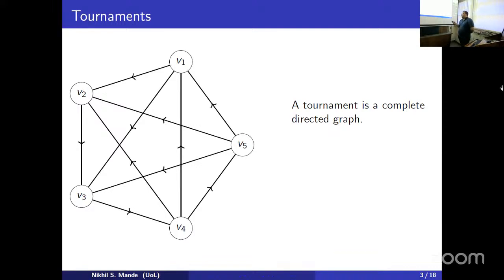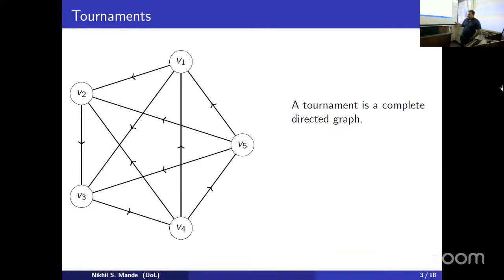And what you should think of this as is each vertex being a player in, let's say, a sports tournament. And an edge directed from Vi to Vj indicates Vi defeated Vj. Right? So it's a round robin tournament where every team plays each other exactly once. And there's no ties. So it's just win or lose. So for instance, here we have V1 defeats V2, V4 defeats V2, and so on.